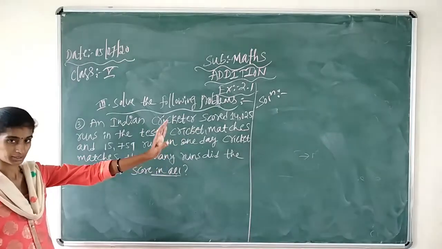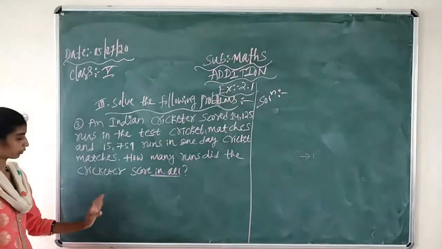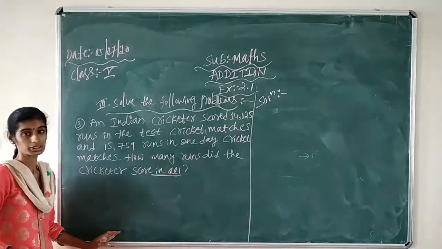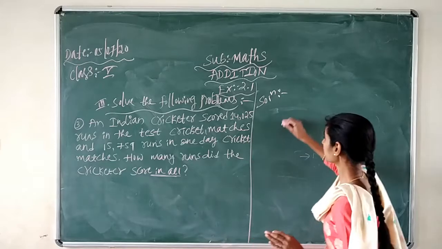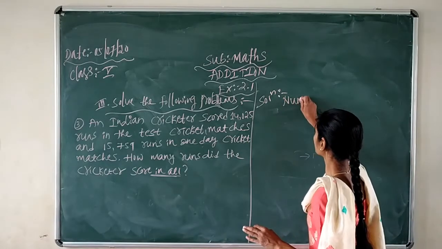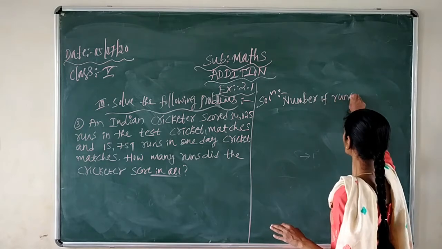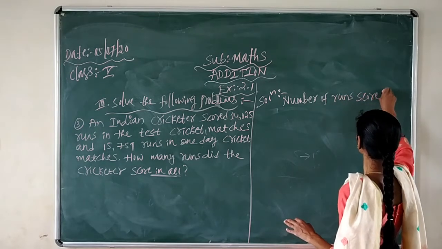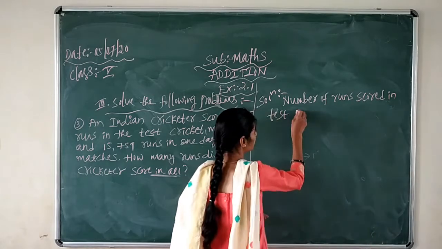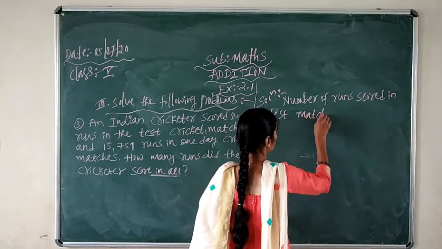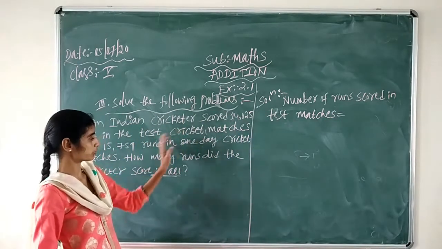I am going to start at this side on the right side, but you need to solve below your question. So below this question itself you need to solve. So what is the first sentence, children? First sentence: number of runs scored in test matches. So how many runs has he scored in test matches?